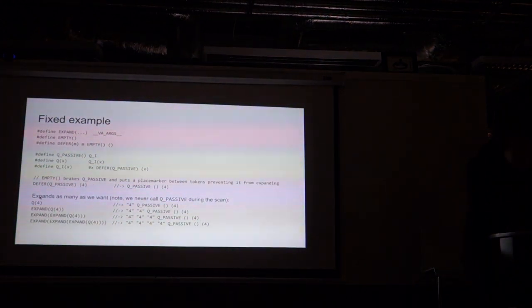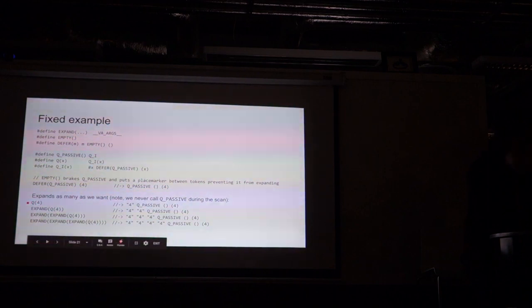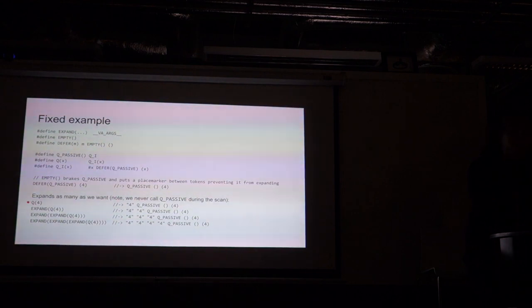So this DEFER Q_PASSIVE expands, going by the DEFER macro. It takes Q_PASSIVE and replaces M with Q_PASSIVE. Here we have parentheses. Here we have nothingness, so this macro won't be called. And here we have just a 4 in our parentheses. And here it's in action. So you call Q with 4. Here we give back a string literal 4.